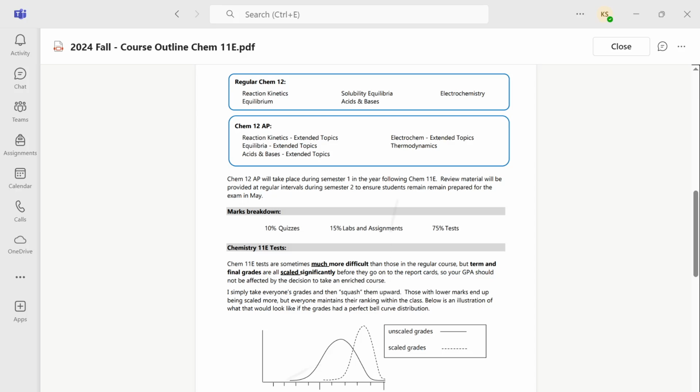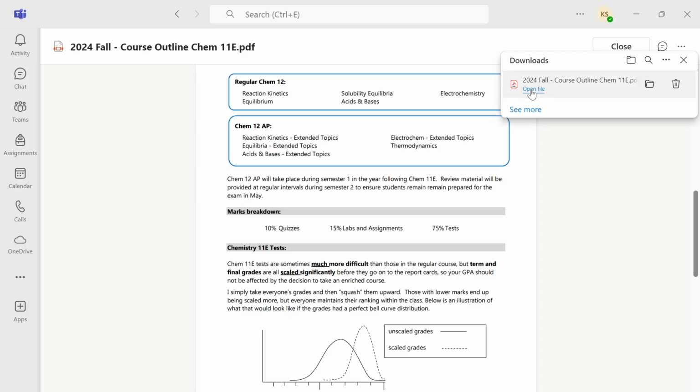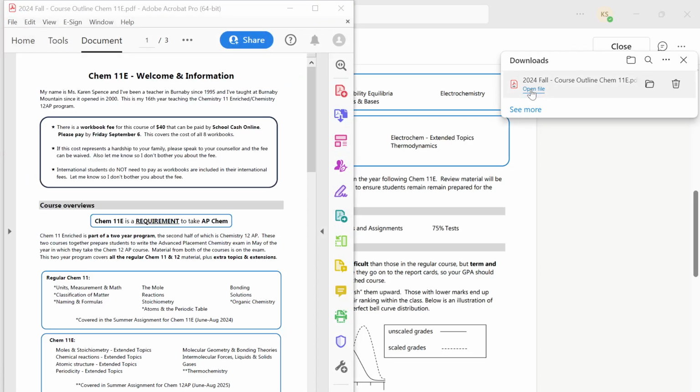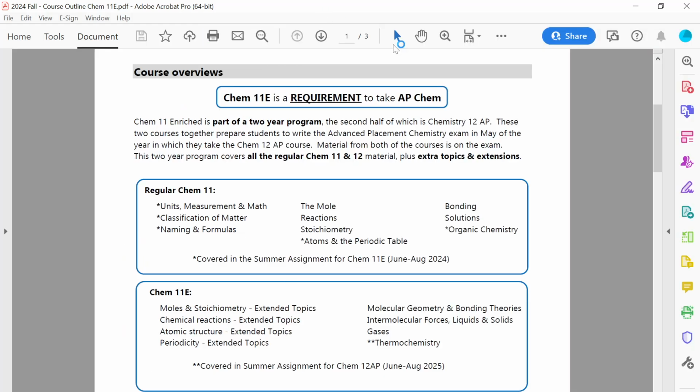Oh, where'd it go? Here, let's make it bigger. Bigger. It won't go bigger. So let's download it. Oh my God. Okay, open file. There we go. I should have had this ready and printed out for you, but that's okay. Anyway, here we go. Oh, there we go.